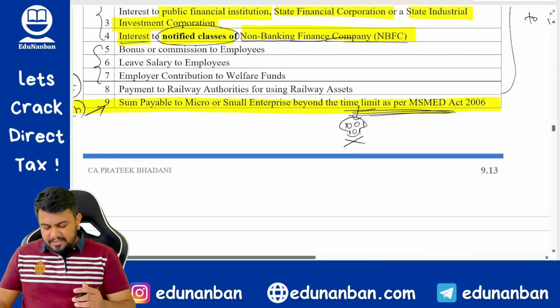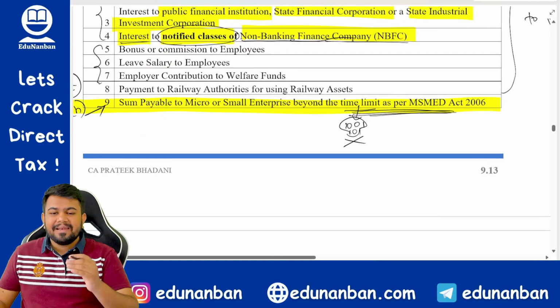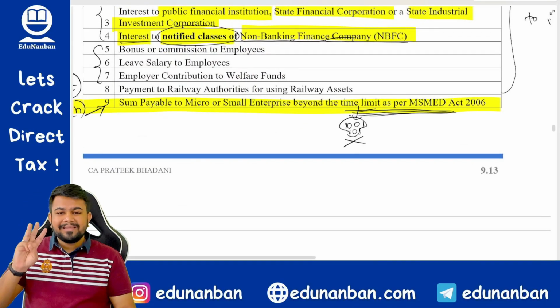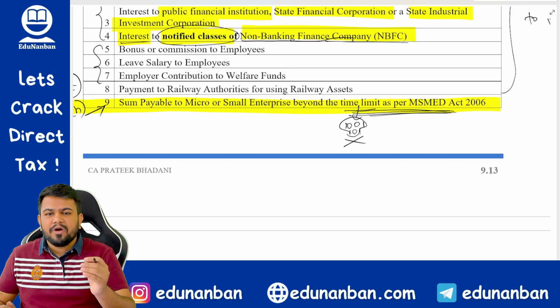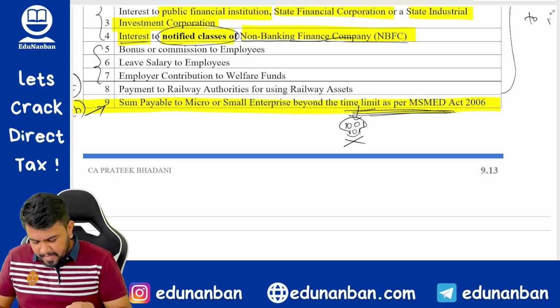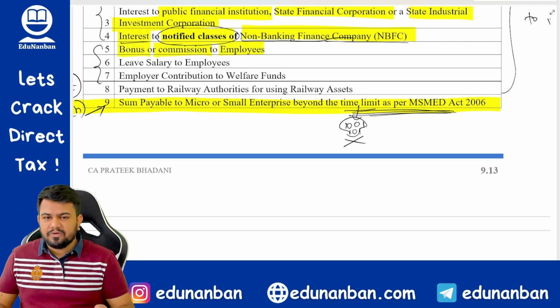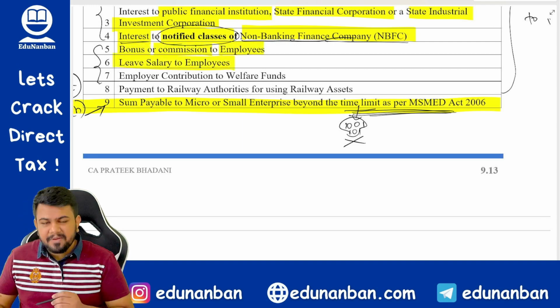Then next 3, let us discuss. The 3 are related to employees. These 3 deductions related to employees are allowed only if paid on or before the due date to file the return of income. First is bonus or commission paid to employees. Second is leave salary paid to employees.